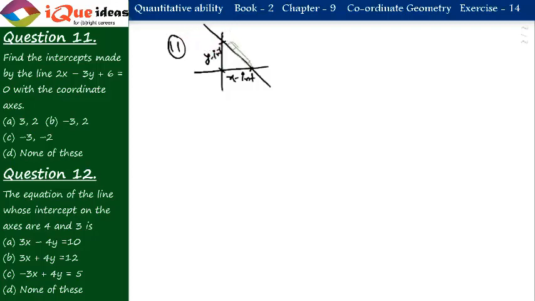So basically we need to find the x coordinate of this point, that is the point of intersection with the x-axis, and the y coordinate of this point, that is the point of intersection with the y-axis. And to do that, we just put x equal to 0 and y equal to 0. That will give us the x-intercept and y-intercept, right? So the equation of the line is 2x minus 3y plus 6 equal to 0. I'll repeat the process again. To find the length of the x-intercept, put y equal to 0.